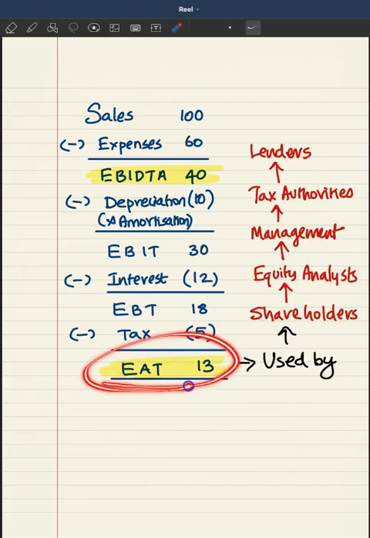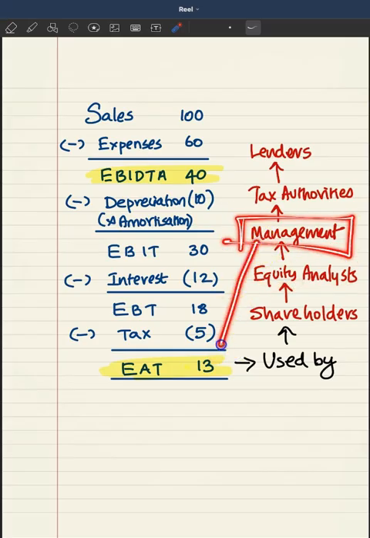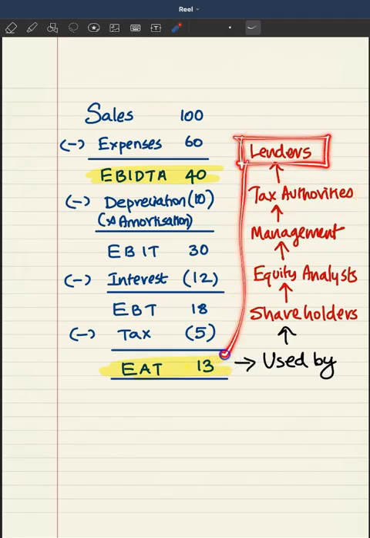Whereas net profit is going to be used by number one, shareholders, because it's this profit that is available for them for their investment. So this is a primary number they'll be looking for. Then equity analysts will be looking at net profit for equity related analysis, and management is very concerned because it's only through these numbers they can satisfy the major stakeholder, that is shareholders. And tax authorities are going to look at this number because taxes are levied on this, and lenders, they look at this number because loan principal repayments are going to happen out of this.